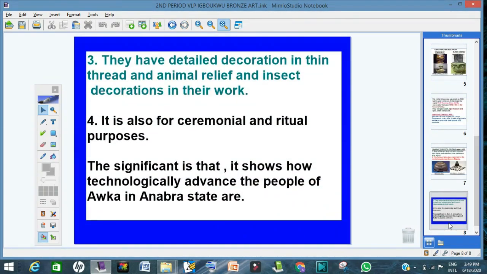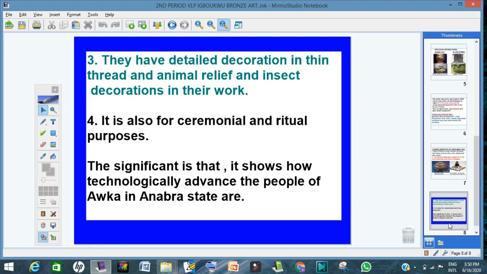Another thing about Igboukwu art is that when you look at some of the artwork, which of course is in bronze, you will discover that they designed them with animal reliefs and insects, so that some of them are used for ritual and ceremonial purposes. Not only that, today in Oka they are known for blacksmithing. That shows how technologically advanced these people are in terms of bronze work. They are known for that.